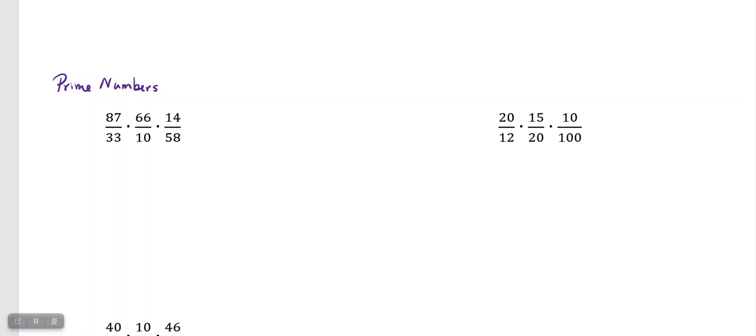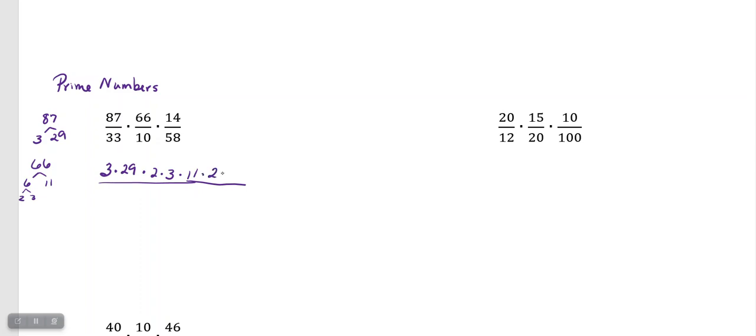So 87, I have to sometimes go through. I know it's even, 2 won't go into it, but 3 goes into it 29 times, and 3 and 29 are both prime. So I got 3 times 29, and I'm just going to go straight across the top. 66 is 6 and 11, and then 6 is 2 and 3, so that gives me 2, 3, and 11.